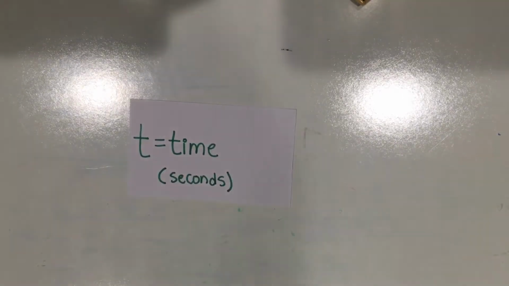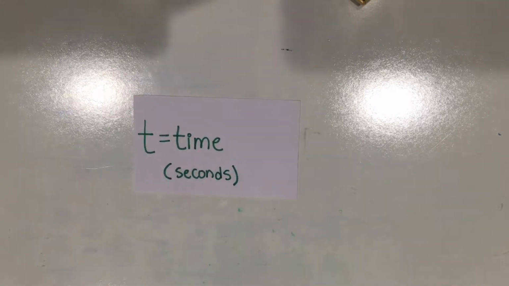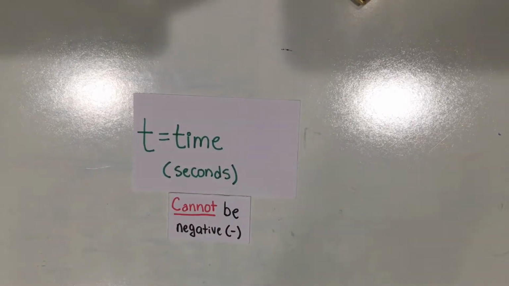So next we must know that we also have time, and that will be a very common unit that's used in our equations. And time is always expressed as t, and it is always in seconds, so it can never be in hours or days. If it is, you must convert it back to seconds in order for the equations to work. And time can also never be negative because you can never have negative time.